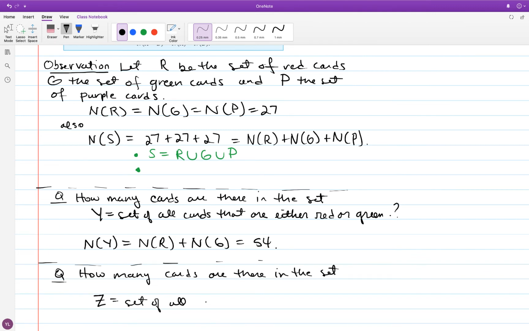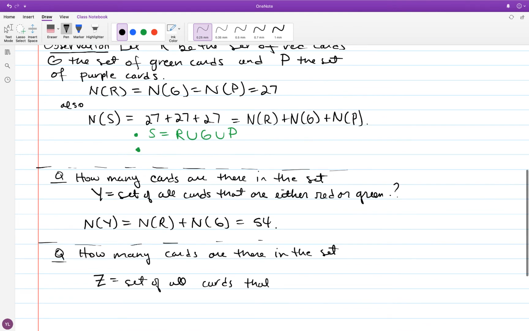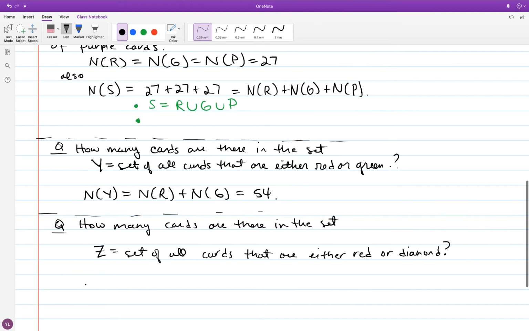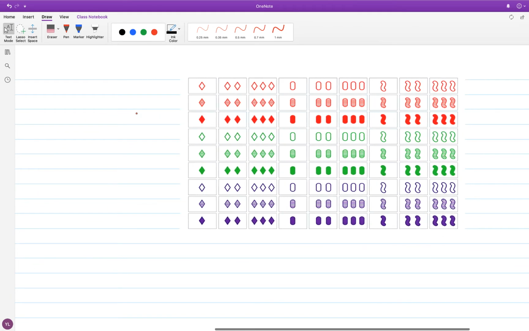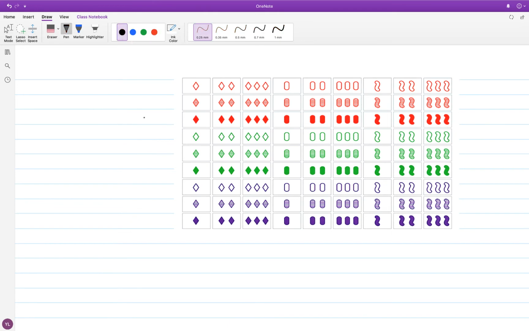All right, well, how about now, let's think about the set Z of cards that are either red or diamond. Now here, again, I have to think about that mathematical or. I could have red cards or diamond cards or cards that are both red and diamond. So I want to be careful about how I count this. It may be useful to come and take a look at the actual deck of cards to see how this count differs from the previous example.